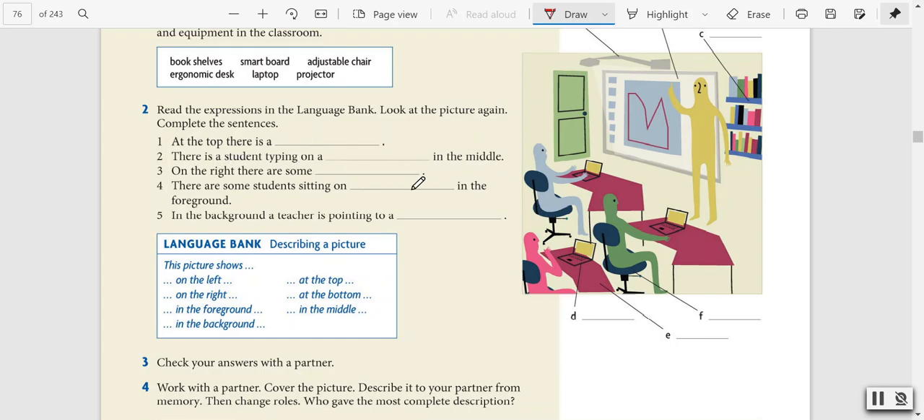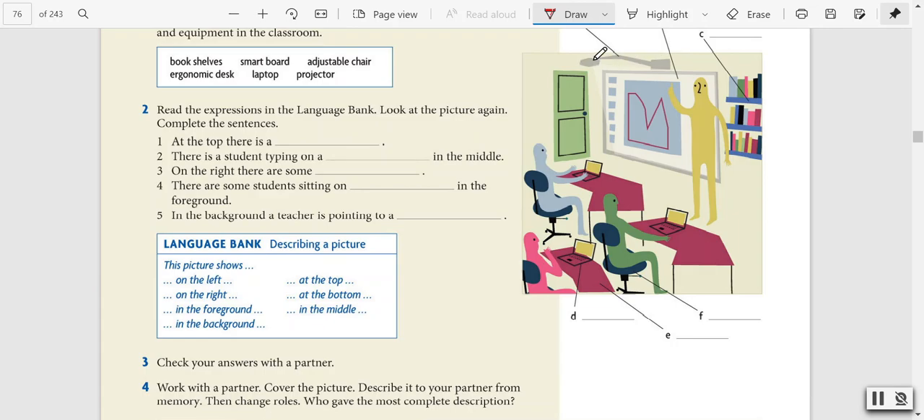And try to do this, try to select the answers for them and I will tell you the answers. Okay, let us do this and answer these gaps or fulfilling these gaps. At the top there is a dash. What do we have at the top?